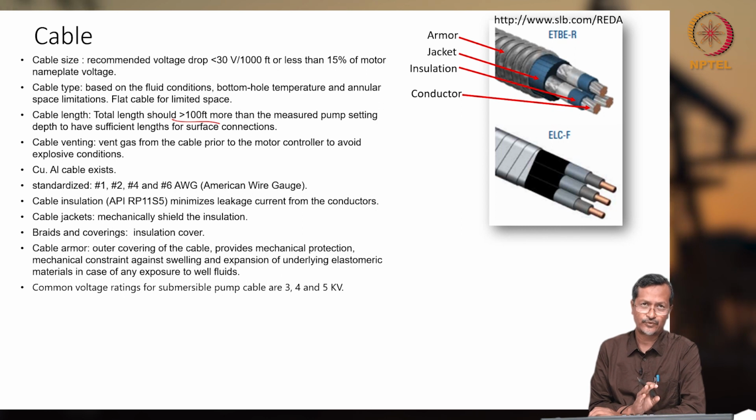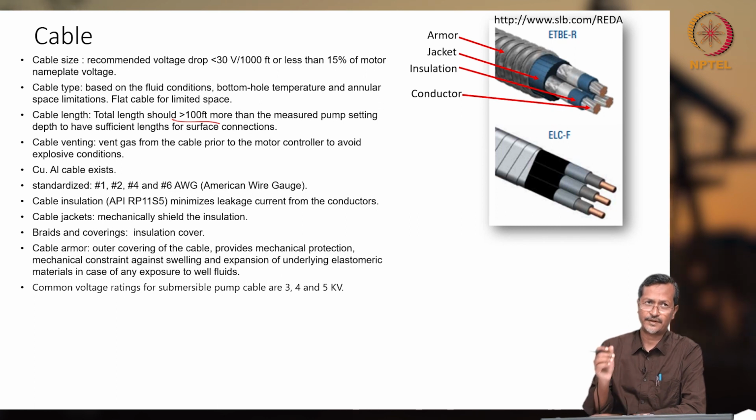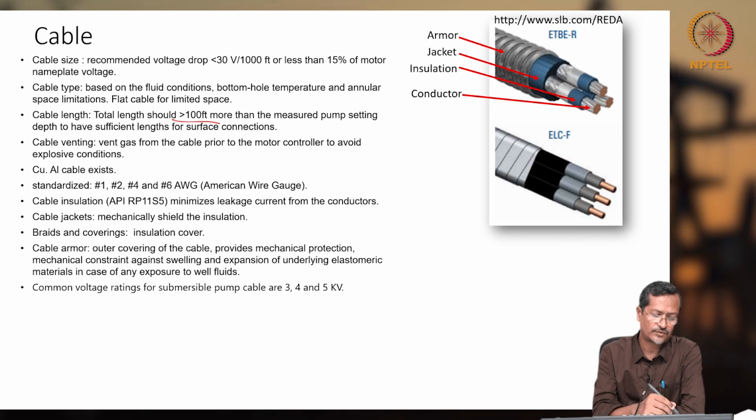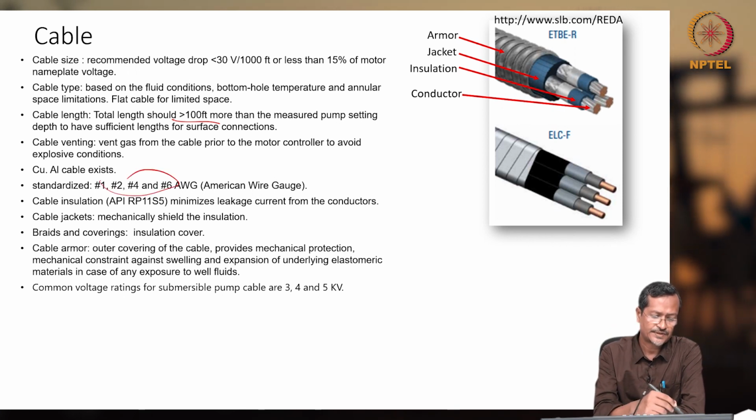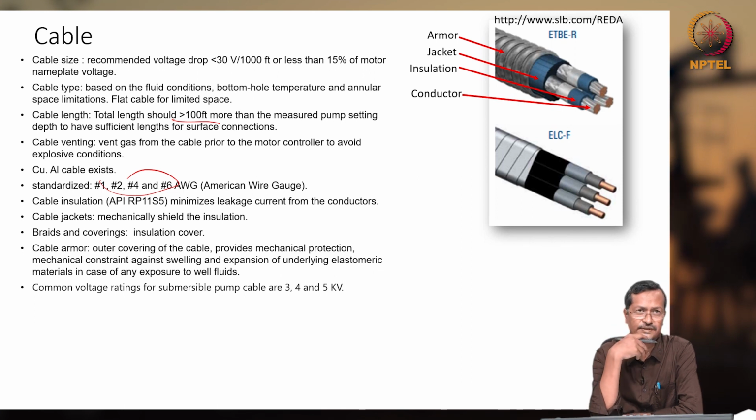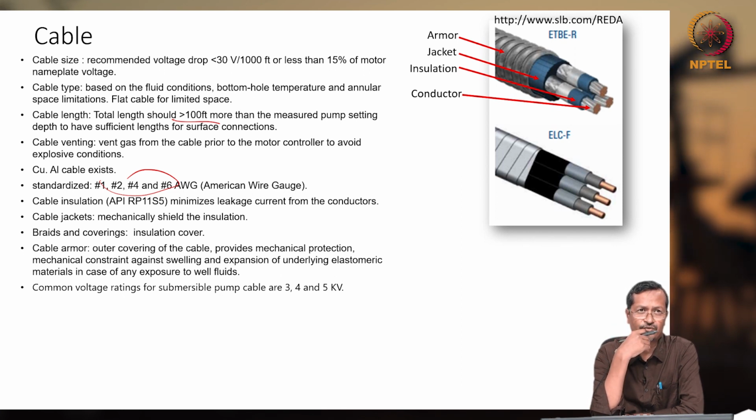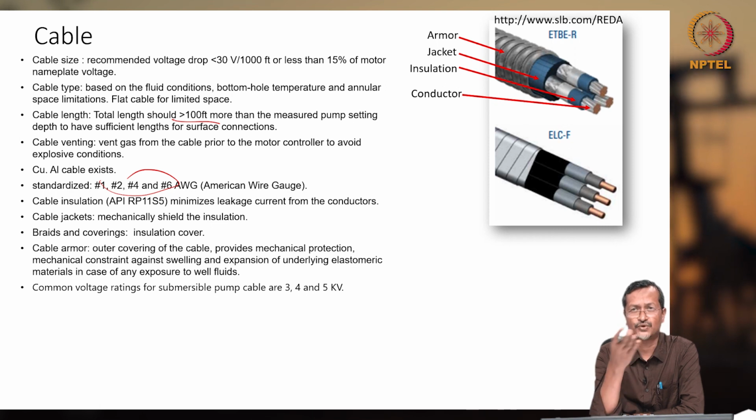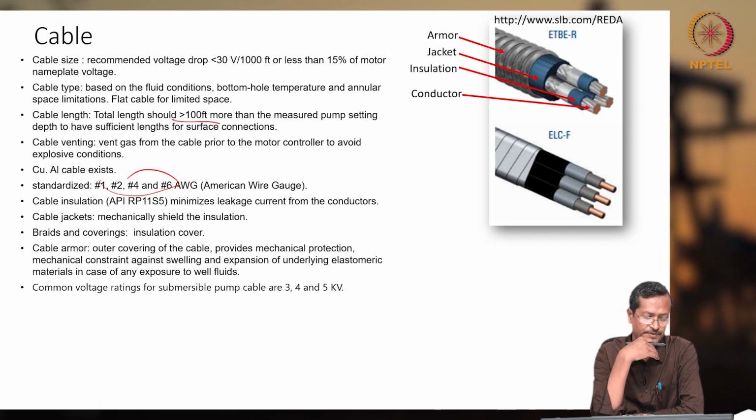American wire gauge, AWG, normally this will be the measurement. For an ESP system it is 1, 2, 4, like single strand, two strand. So these will be said like that. For cable insulation, you have to follow the API standard and insulate the cable. Insulation means electrons should not go out, and the whole system must be safe.